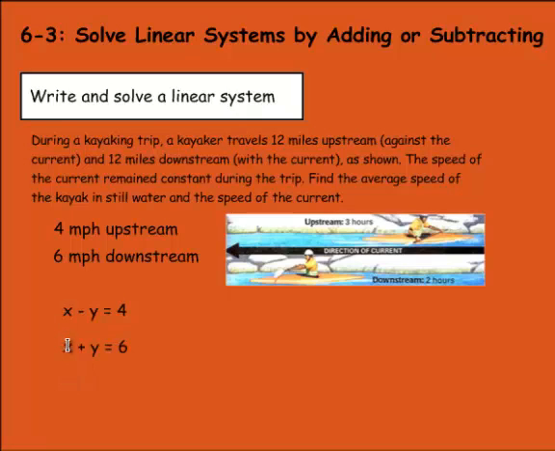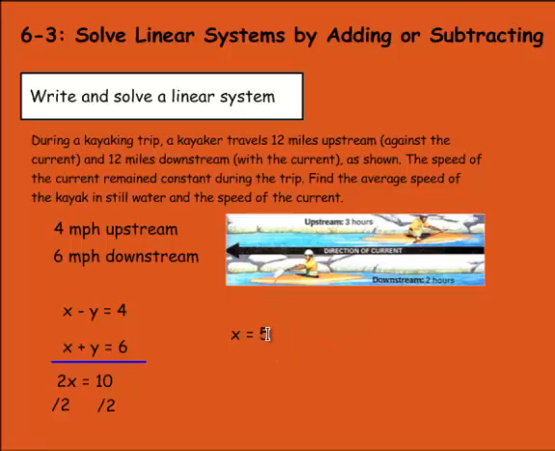I could either subtract the x's away or add the y's away. I'm going to choose to add the y's away. So x plus x would be 2x. Then negative y plus y would be 0y, or just nothing, equals 10. Divide both sides by 2. 10 divided by 2 is 5, so therefore x equals 5. Remember what this was? This was the speed of our kayak. So the speed of the kayak is 5 miles per hour.